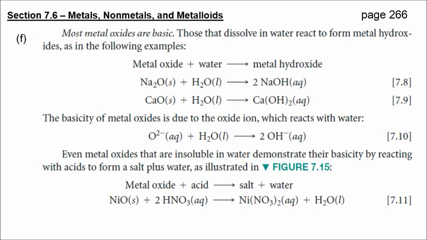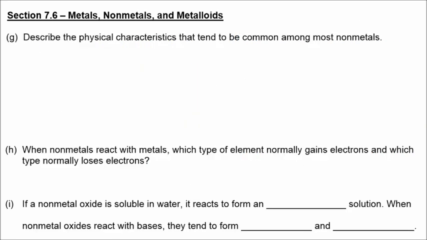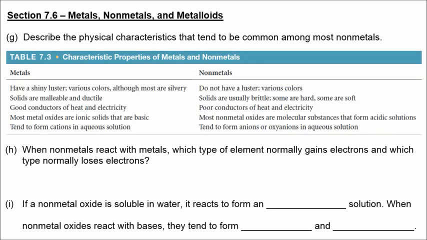Here on page 266 you can see examples of metal oxides and water to form metal hydroxides, and you can see examples of metal oxides reacting with acid to form a salt and water. Alright, well now on to nonmetals. It's going to be that they are not shiny, they are brittle, poor conductors of heat and electricity, and nonmetal oxides are going to form acidic solutions. And they tend to form anions or oxyanions in aqueous solution.